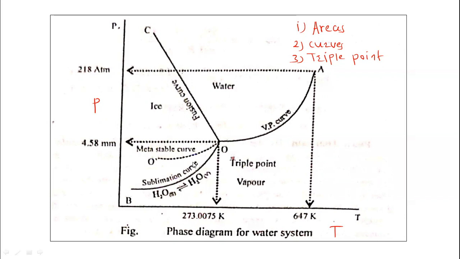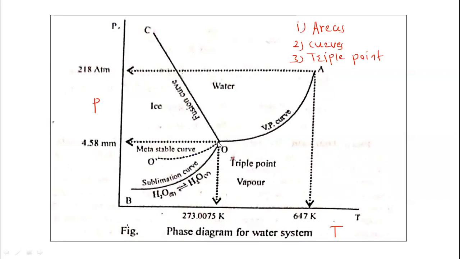Now you can see the curves also, or boundary lines. That is the boundary lines between the two phases. This is solid ice, this is liquid water, so this is the boundary line OC. Then boundary line AO or curve AO, and boundary line OB. So we want to study these boundary lines also. Then there is a triple point.